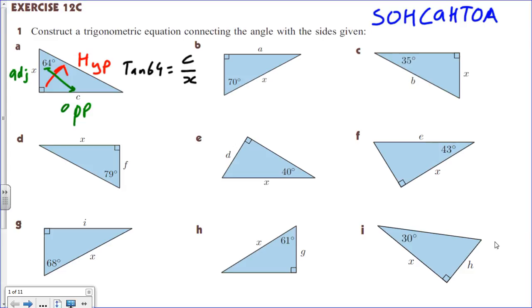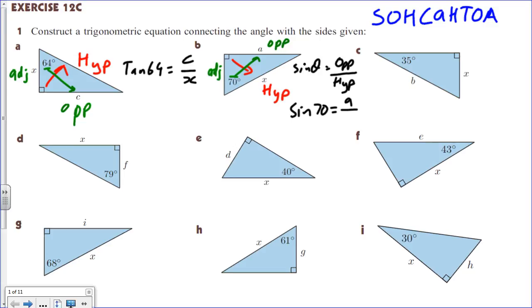B. Again, we go through the same process. The first thing I'm going to do is draw an arrow opposite my right angle, so that's my hypotenuse. Then I'm going to look at my angle here and go across there, so that's going to be opposite. And this one here is going to be adjacent. So they're my bits. So now I've got opposite and hypotenuse, so it's going to be sine theta equals opposite over hypotenuse. So we've got sine 70 equals A over X.